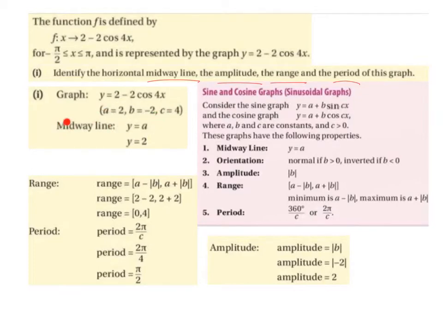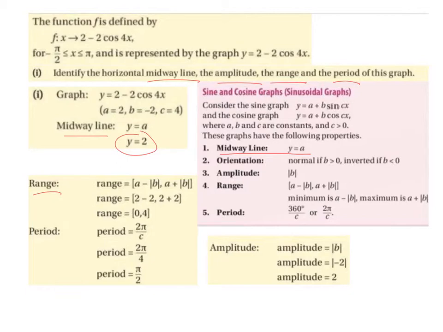Okay, so we're going to start by finding the midway line. In our summary table, we have the midway line to be y is equal to a. Since we identified a is equal to 2, the midway line is y is equal to 2. Next, we're going to find the range.